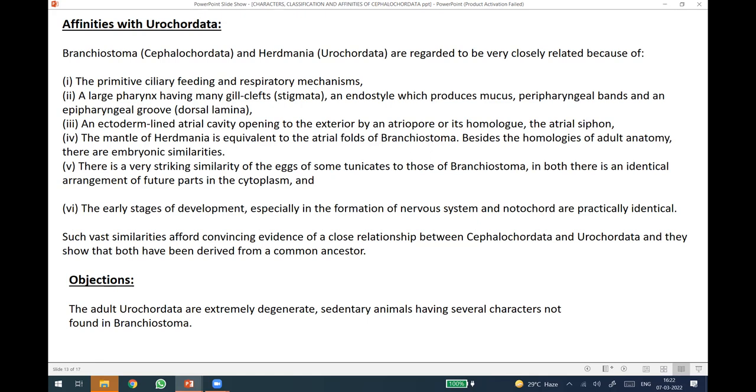But the objections are again there. The adult urochordata are extremely degenerate, not at all resembling the amphioxus. They are sedentary animals having several characters not found in branchiostoma. So this is the very main objection.